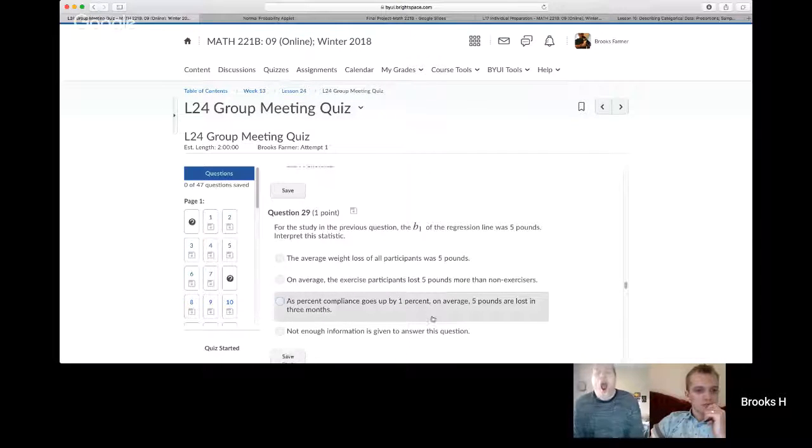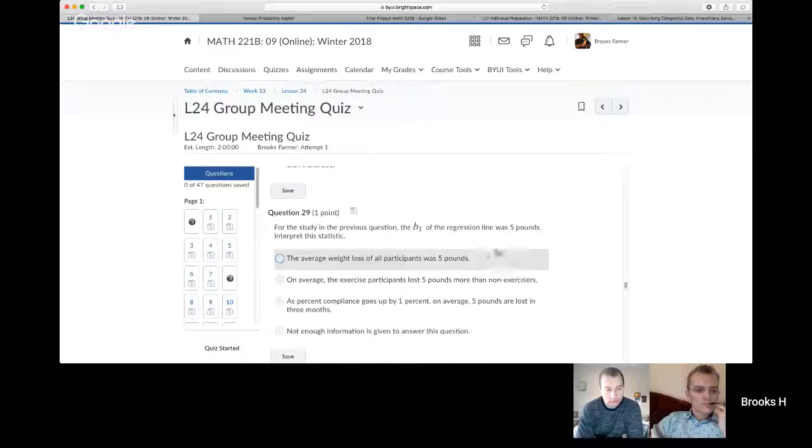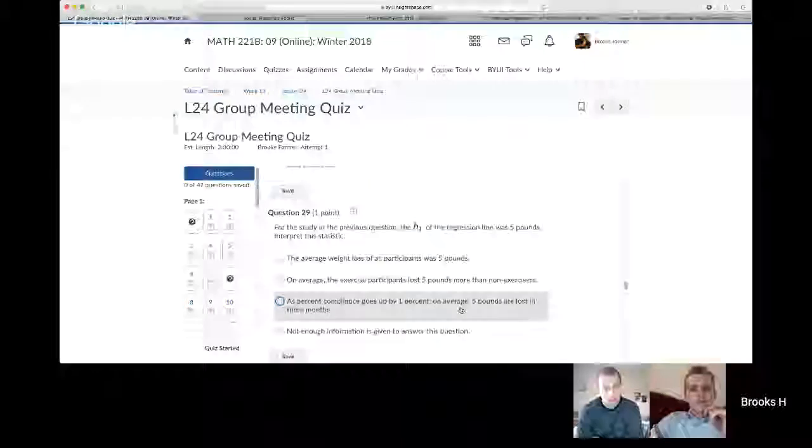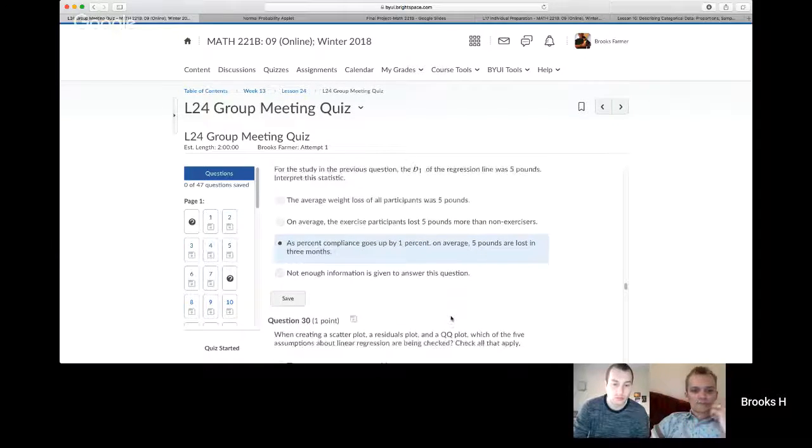All right, you ready for 29? Yep. For the setting of the previous question, the b1 of the regression line was 5 pounds. Interpret the statistic. I think it's C because b1 is the slope. Every 1%, 5 pounds are lost. Yeah, I agree.